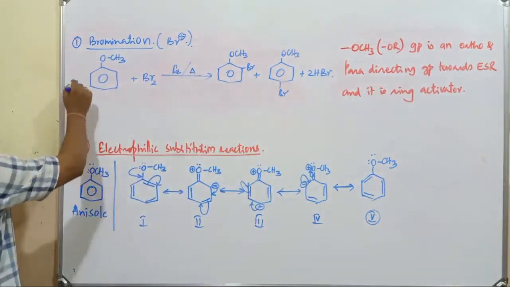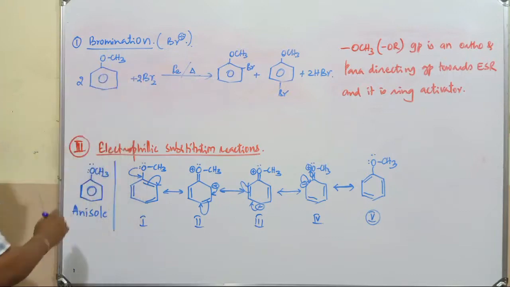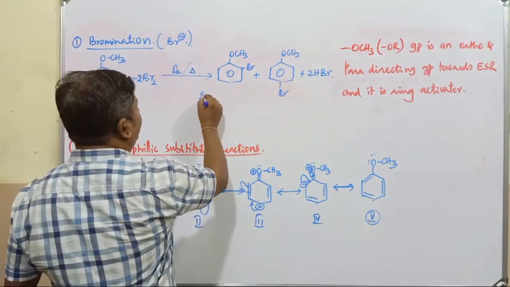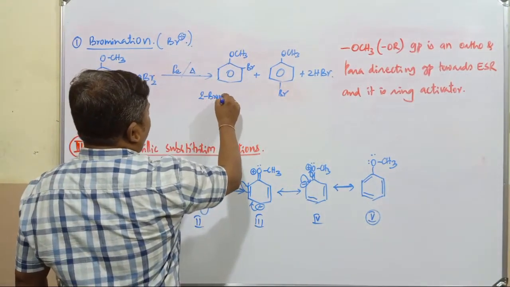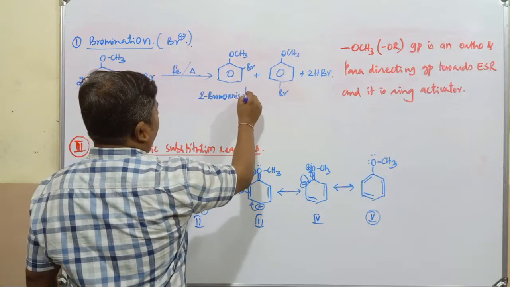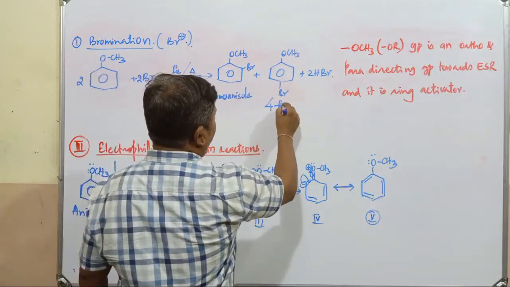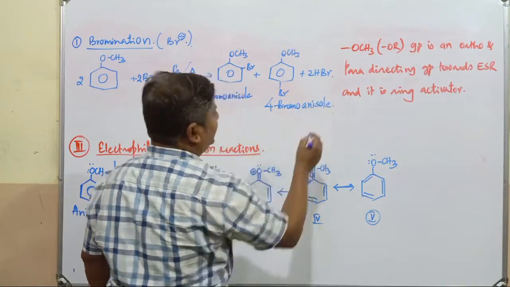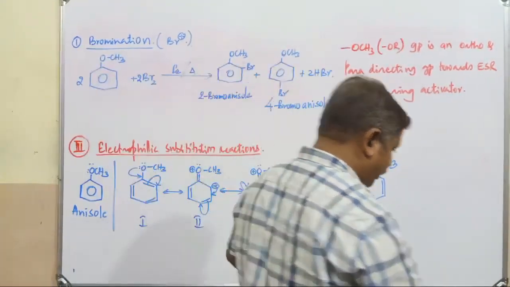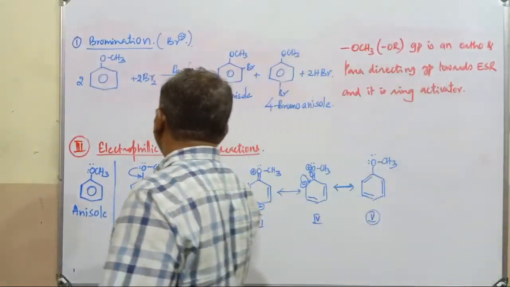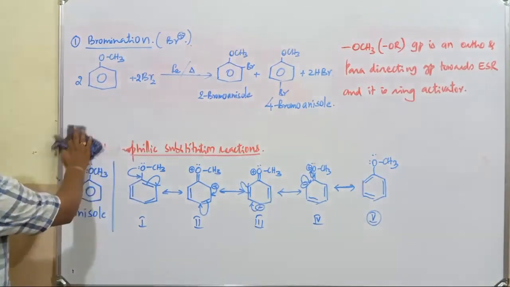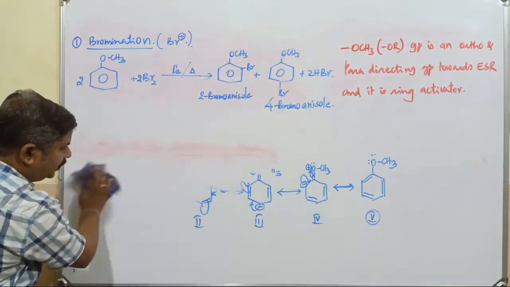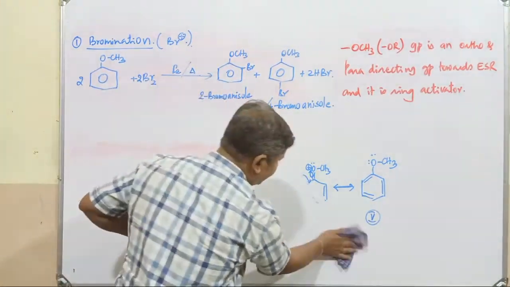So these are the two compounds. It is 2 mole of anisole and 2 mole of bromine to form 2-bromoanisole and 4-bromoanisole. This is 2-bromoanisole compound. This is what? 4-bromoanisole compound. Right? 2-bromoanisole and 4-bromoanisole compound. Substitution takes place at which position? Ortho and para position. Right. Ortho and para position substitution takes place.